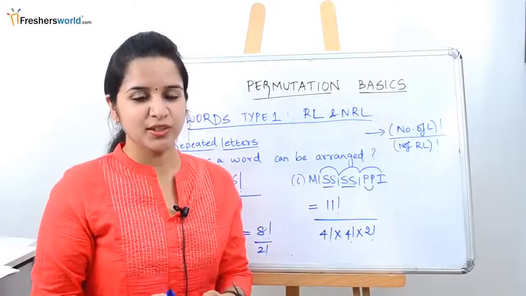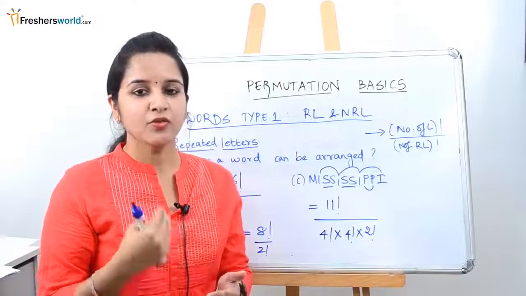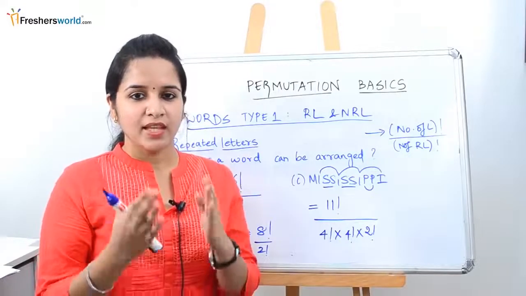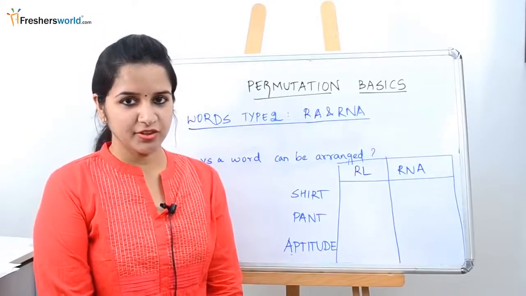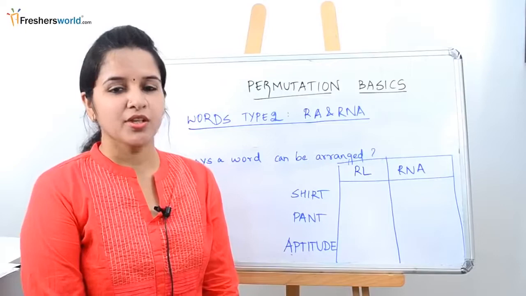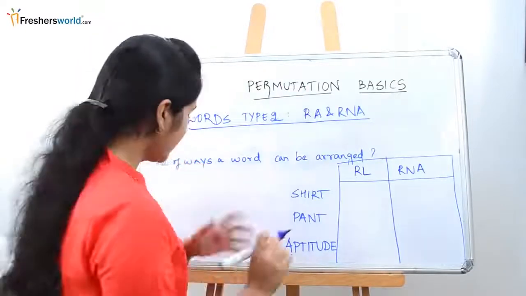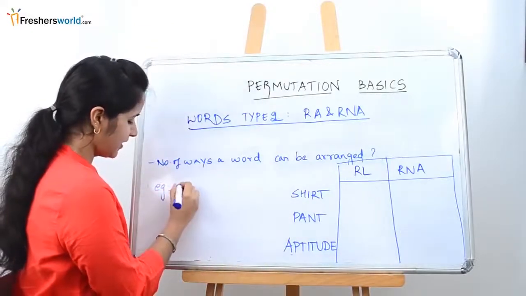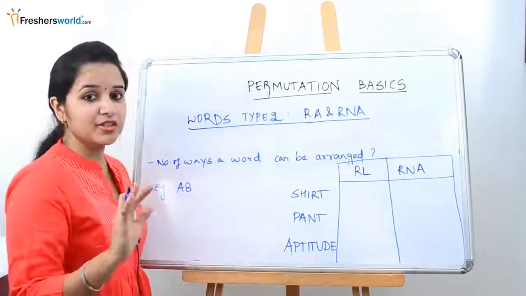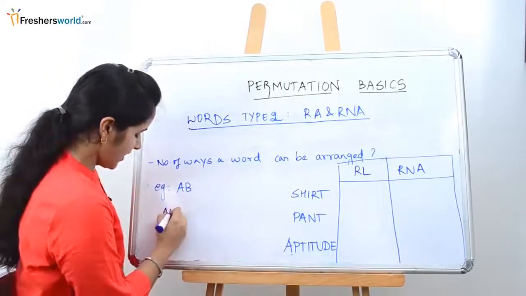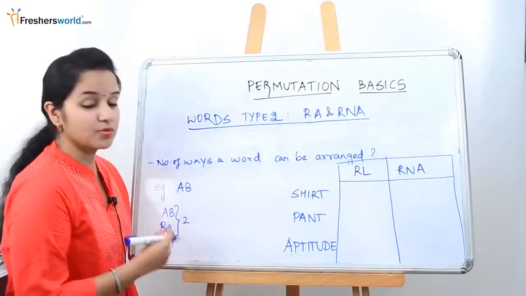Now we have dealt with the ways in which repeated letters and non-repeated letters can be arranged. Now we are going to go to the next concept: repetition is allowed and repetition is not allowed. First, let's understand the difference. Let's take the word AB and ask how many ways it can be arranged. If repetition is not allowed, we get AB, BA, which is nothing but 2 factorial ways.